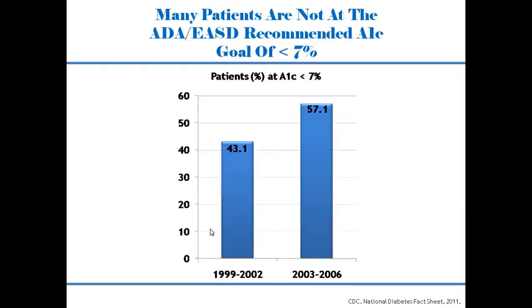So this is what we see, that even if we keep the glucose at an HbA1c target of less than 7%, we see that many patients are not at this recommended goal of HbA1c.